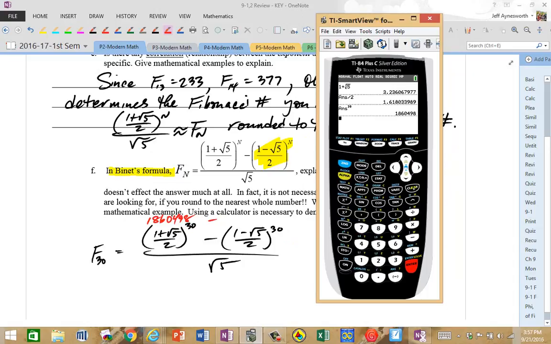Okay, so let's redo it. 1 minus the square root of 5 divided by 2 raised to the 30th power. Watch what happens. Oh my God, it's super duper small. Okay, this tells me right here. Let me capture this.